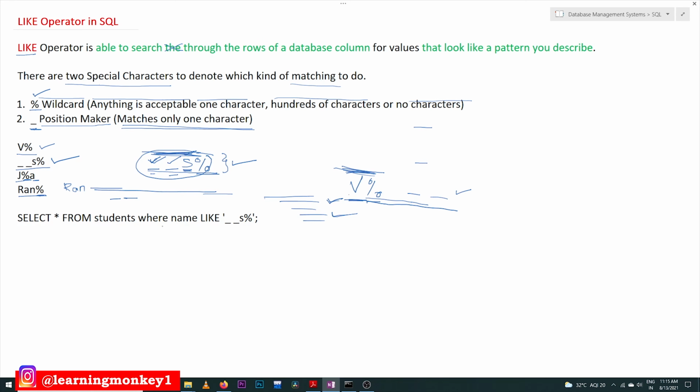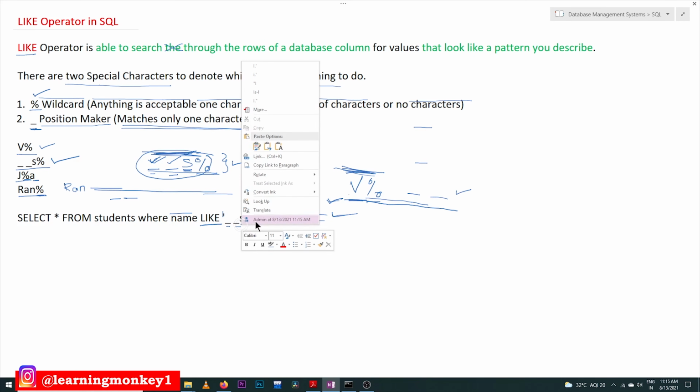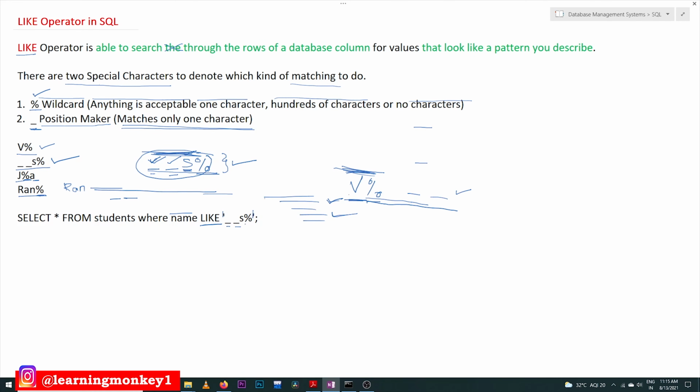SELECT * FROM students WHERE name — name is the column name — LIKE is the keyword, the operator. Because it is varchar, the pattern should be provided in single quotes. What kind of pattern is it asking for? There should be two characters, and the third character should be S. After that any character is acceptable.